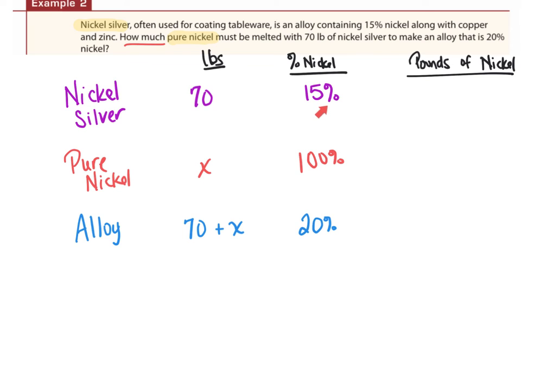Does that make sense? So I'm going to go across there and I'm going to say, well, this is going to be 70 times 0.15, which is going to give me what? 10.5. All right, 10.5. What about the pure nickel? How am I going to calculate that?